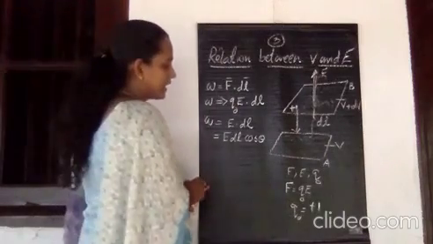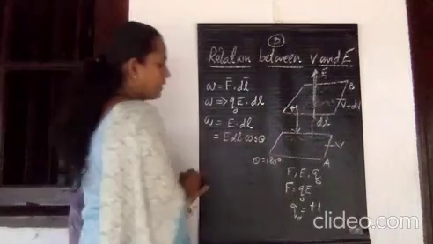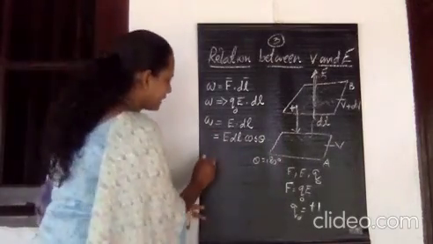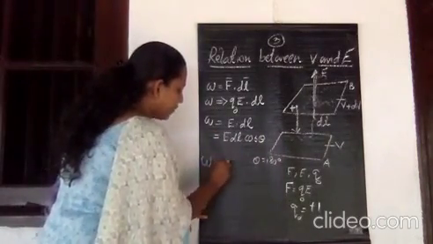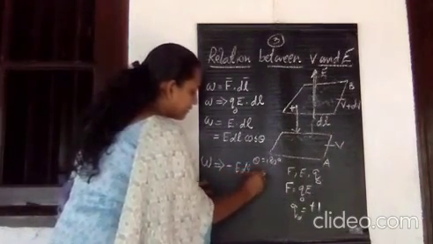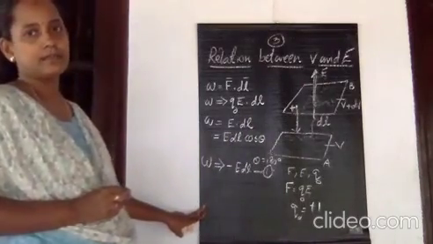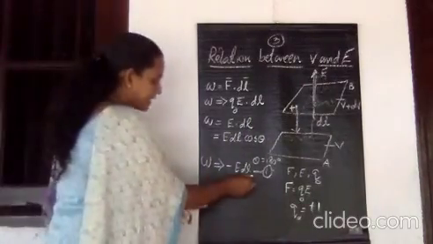But how much is theta here? Here theta is equal to 180 degrees. So what is cos 180? Cos 180 is minus 1. So you can write the expression for the work done as W is equal to minus E dl itself. Keep that one as equation number 1.